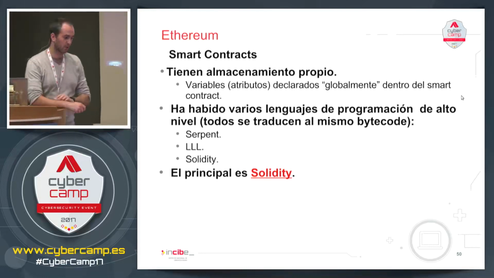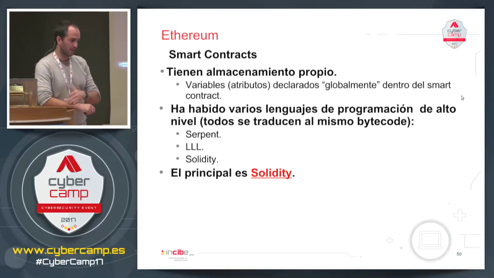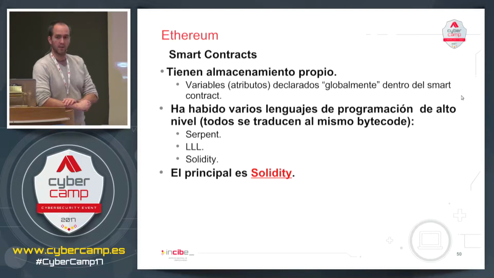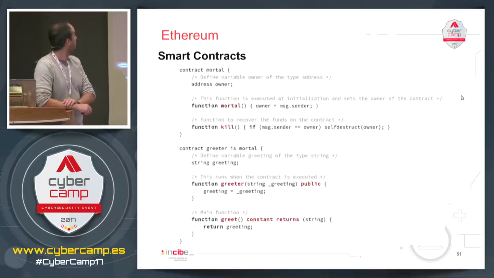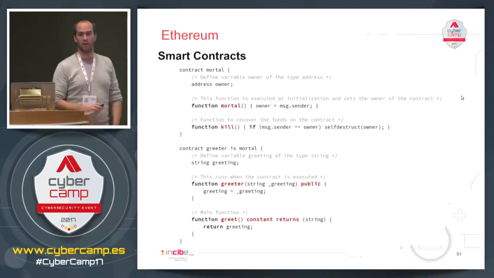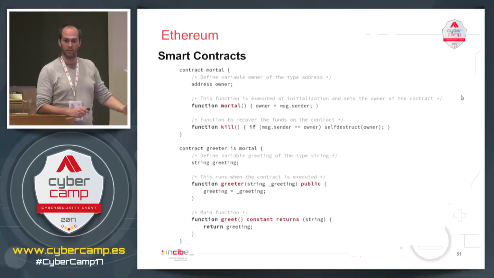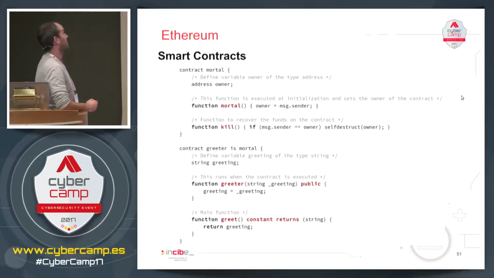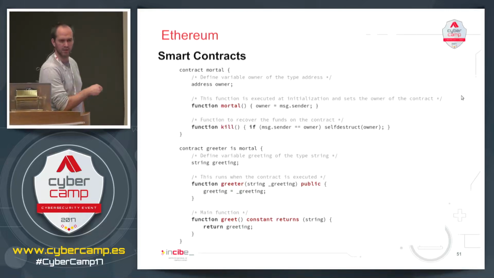Smart contracts are programmed with Solidity. In Ethereum's history, there have always been other languages, such as Serpent and LLL, but now Solidity is the main language. This is a snapshot. It's quite similar to an object-oriented programming language. This is a smart contract that you will find in ethereum.org.